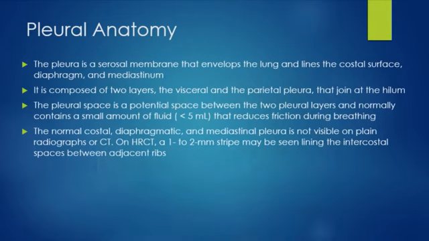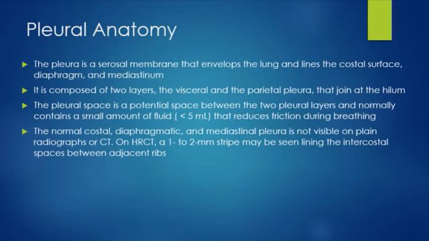A few points about the pleural anatomy. The pleura is a serosal membrane that envelopes the lung and lines the costal surface, diaphragm, and mediastinum. It's composed of two layers, the visceral and the parietal pleura, that join at the hilum. The pleural space is a potential space between the two pleural layers and normally contains a small amount of fluid, less than 5 millimeters, that reduces friction during breathing.